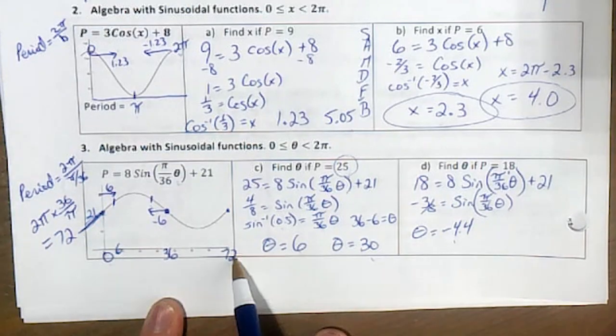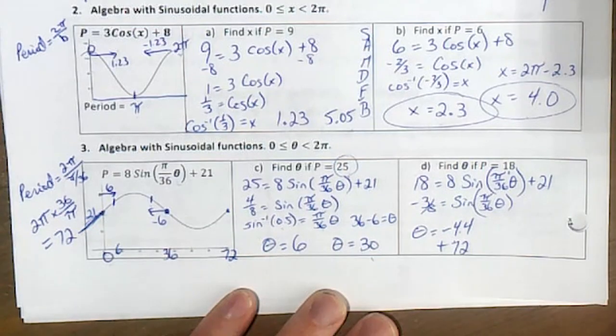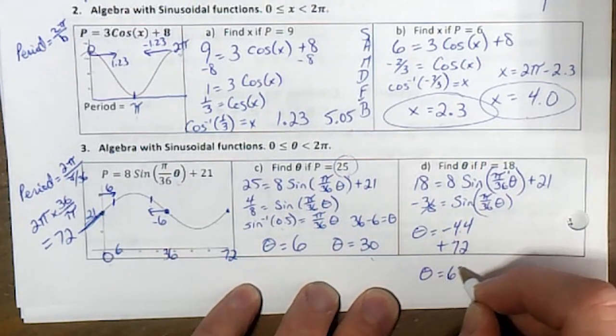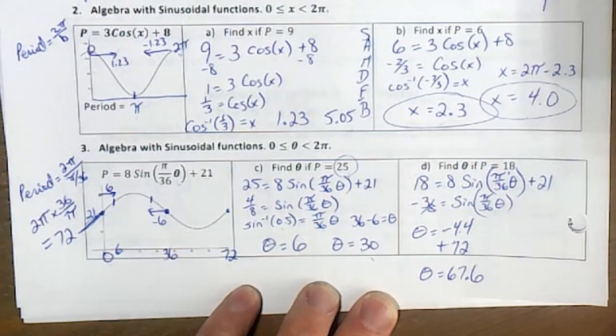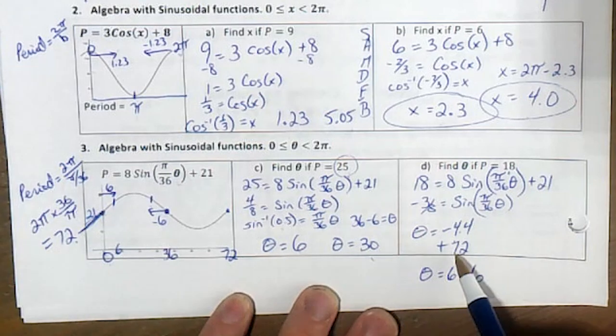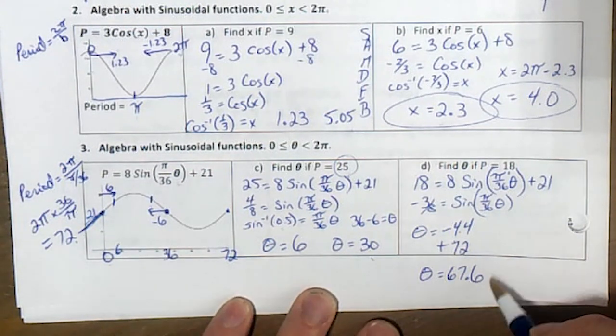Now we know one period is 72. So I'm just going to add 72 to this number, 67.6. So anytime you're in quadrant 3, 4, you're going to get a negative answer. Just add the period. Once you do that, you've got the first one.